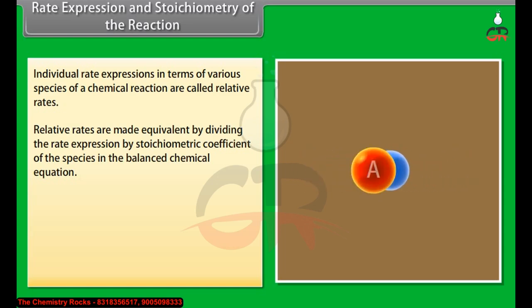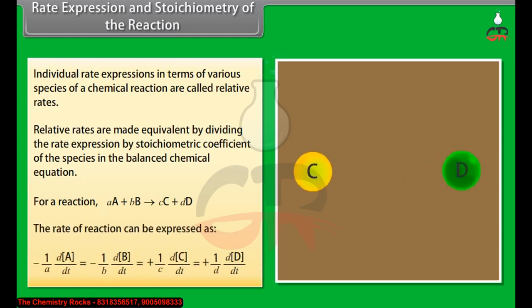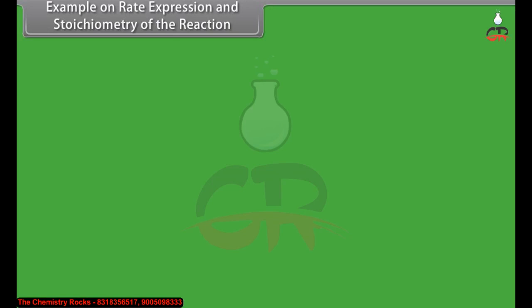equation. For a reaction, small a, capital A, plus small b, capital B, makes small c, capital C, plus small d, capital D, the rate of a reaction can be expressed as follows. Example on rate expression and stoichiometry of the reaction.